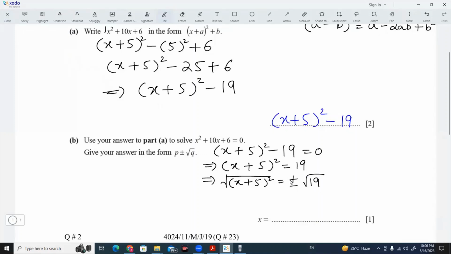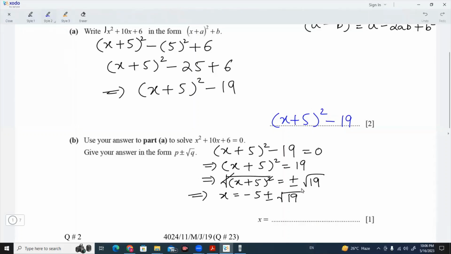It is a paper 1 question, so there is no need to find the value of square root 19. You have to write it as it is, because they mentioned to give your answer in the form p plus minus square root of q. So the square root and square will cancel. Plus 5 will be brought to the right hand side, becoming negative 5, plus minus square root of 19. Basically, p is any number, in this case negative 5, and q will be 19. So I can write down here minus 5 plus minus square root of 19. This is question number 1.